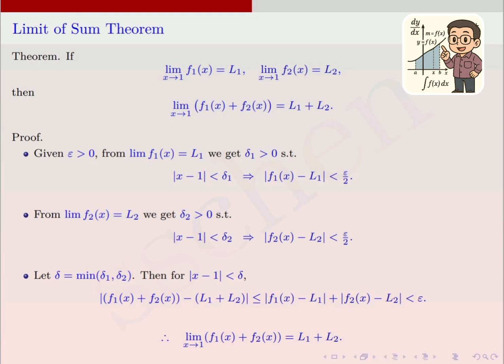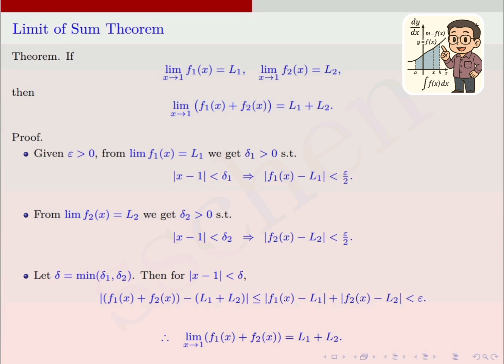Because the limit of f1 is L1, it means that as long as x is close enough to 1, the value of f1 will be close to L1. Given any epsilon, since the limit exists, a delta 1 can be found such that the absolute value of x minus 1 is less than delta 1. For our proof, we'll specifically choose this delta 1 to be epsilon over 2. This ensures that the distance between f1's value and L1, that is, the absolute value of f1 of x minus L1, will be less than our chosen epsilon over 2.